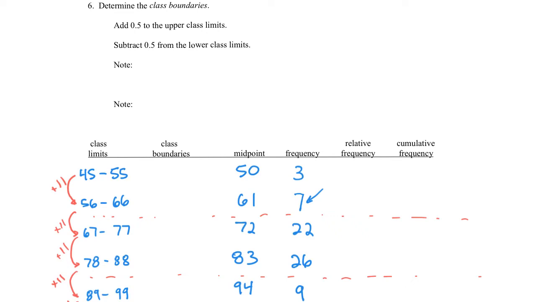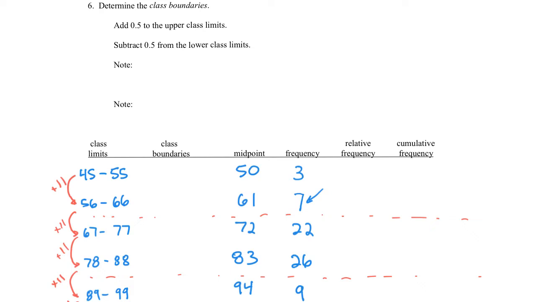So we just figured out the class limits. Now we need to find the class boundaries, and that's done right here. So determining class boundaries, we add 0.5 to the upper class limits. Now these numbers here are the upper limits of each class. In other words, 99 is the upper limit of this class. And these numbers are the lower limits of each class. So 56 is the lowest number in this class here. So to get the class boundaries, we add 0.5 to the upper class limits, all of these, and subtract 0.5 from the lower class limits, all of these.